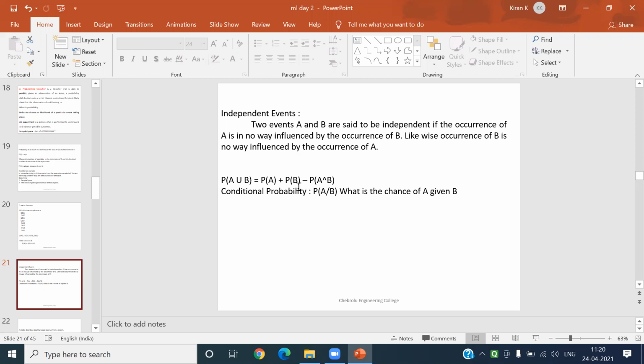Two events, A and B, are said to be independent if the occurrence of A is in no way influenced by the occurrence of B. For example, if you throw a coin, you'll get head. If you throw the coin a second time, is it dependent on the first time? There is no rule that what came the first time should not come the second time. So that is called independence.